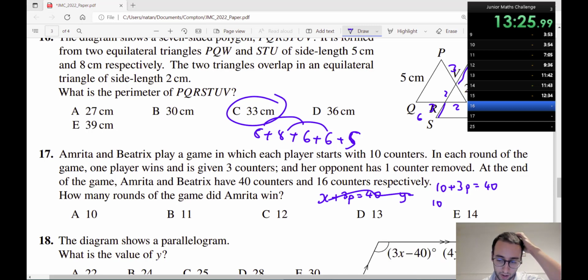Okay, if she won 10 rounds, that means she gained 30, which gets her to 40. But then she'd only have 6, so it has to be more than that. If it's 33, then she gains 33, which gets her to 43, and she lost 3, which means the opponent won 3.